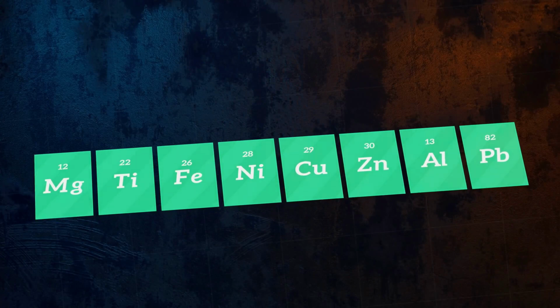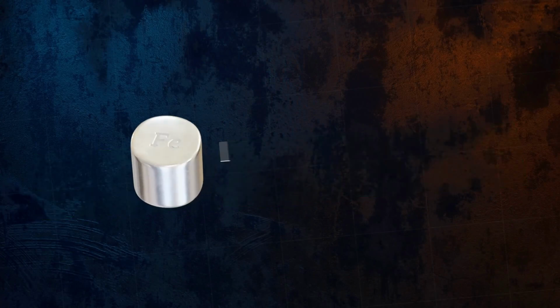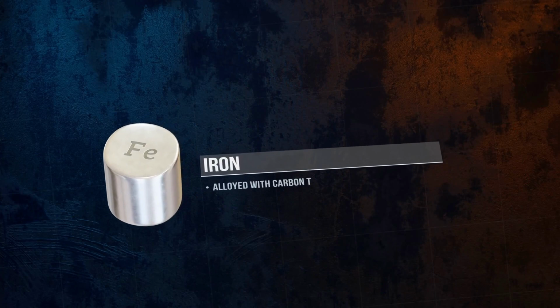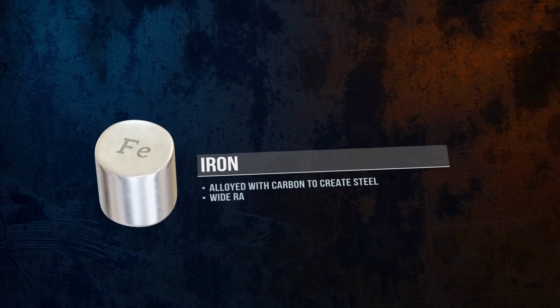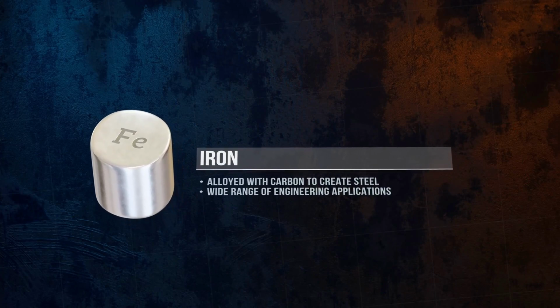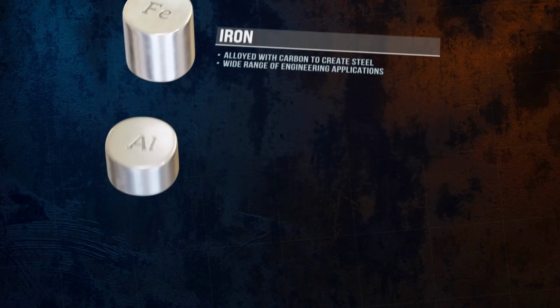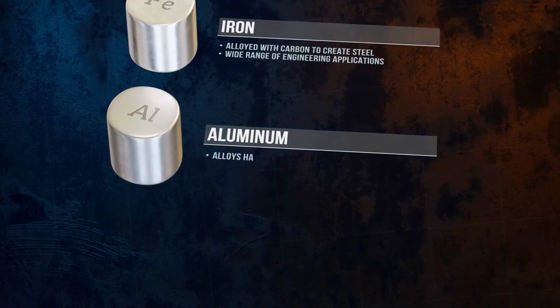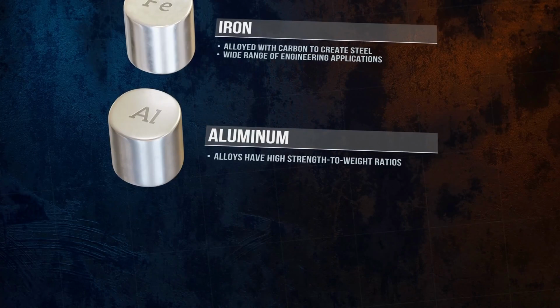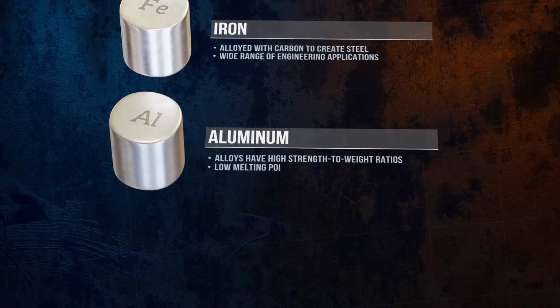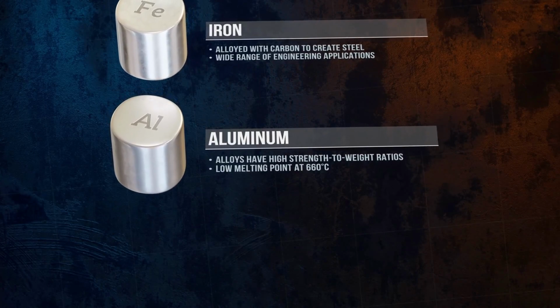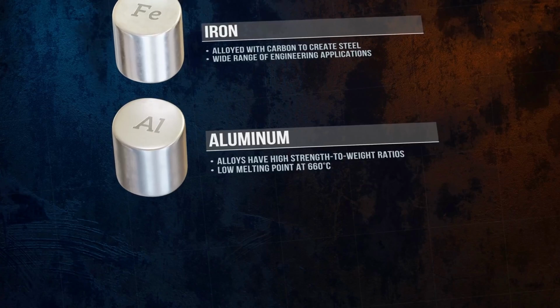Iron is probably the most important of them all, because it's used to create steel, a high-strength material with a wide range of engineering applications. Aluminum is commonly used because its alloys have high strength-to-weight ratios. It has a relatively low melting temperature, which makes it easier to process and use for casting, and it's relatively inexpensive.